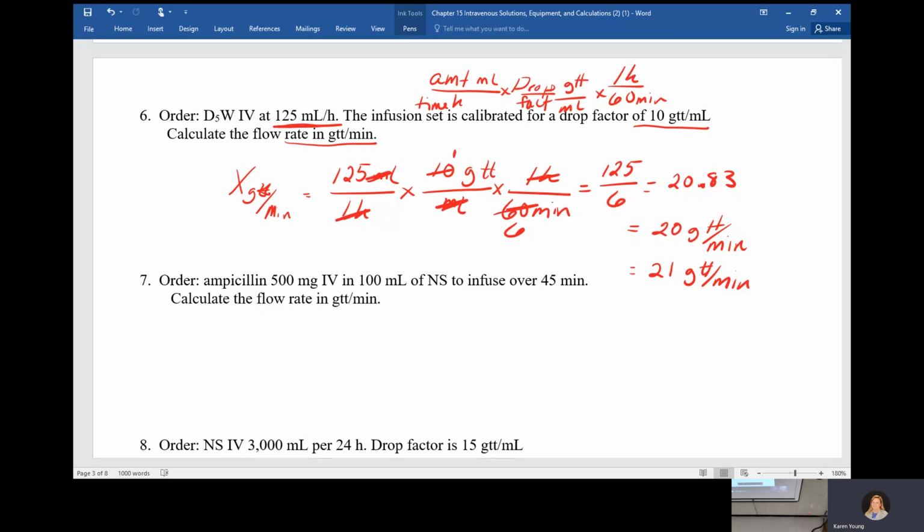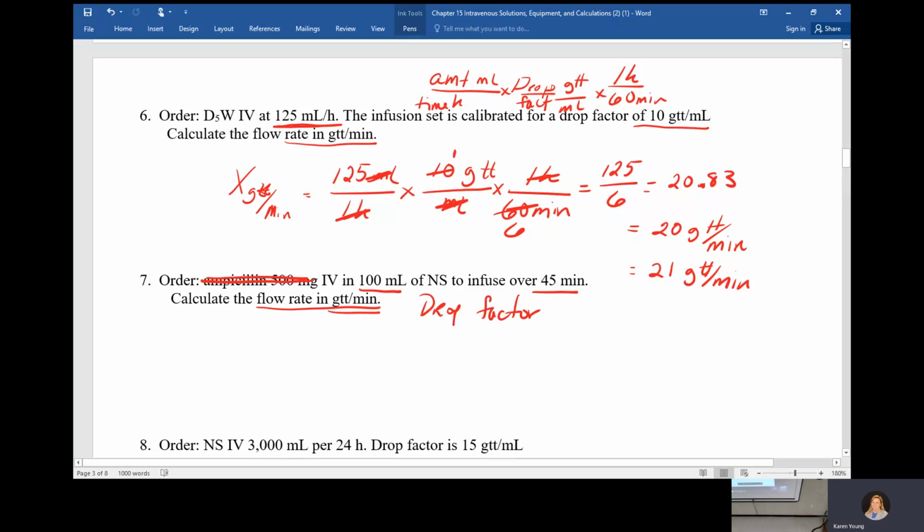All right, let's look at number 7. Again, sometimes with your orders, if you're actually getting ready to prepare this on the floor, you'll need to know the 500 milligrams of ampicillin because you'll need to know what's in the bag. But to calculate flow rate, I don't need this ampicillin 500 milligrams. I just need my total milliliters over my total time. And it says calculate flow rate in drops per minute. I don't have a drop factor though, right? So it's missing the drop factor.